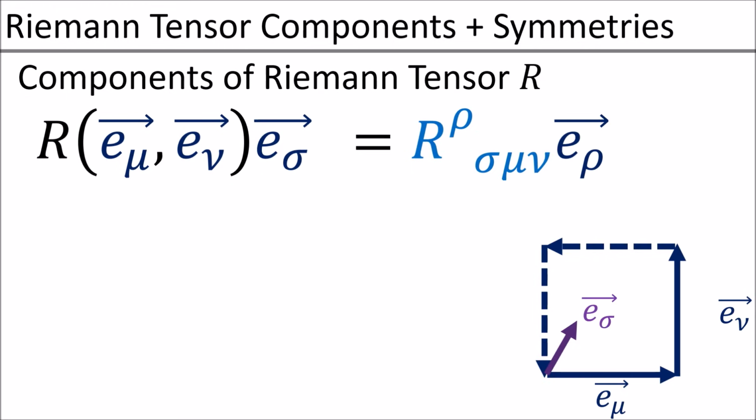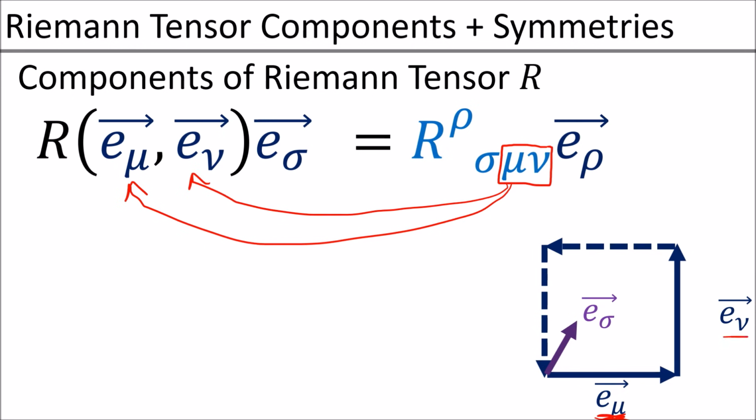Also, you should notice that the Riemann tensor component indices are written in a bit of a strange order. The last 2 indices correspond to the 2 vectors we used to make the parallelogram. And the first lower index corresponds to the vector being parallel transported around the parallelogram. Different textbooks might use different conventions for the order of these indices, but this is the most common convention that I've seen.